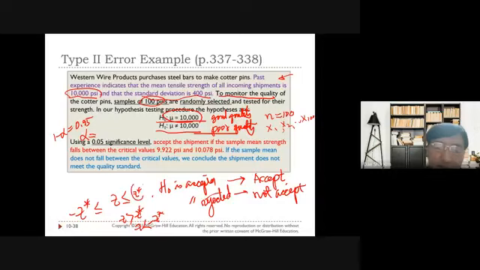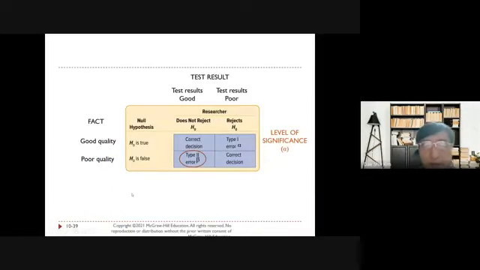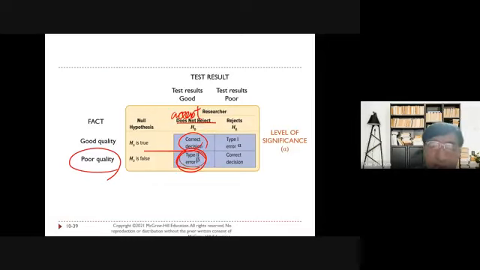The critical values are 9,922 and 10,107.8. So how to calculate? If the sample mean does not fall within the critical area, we conclude the shipment does not meet the quality standard. Between those limits, the quality standard is met, good quality. But the problem is poor quality being accepted.